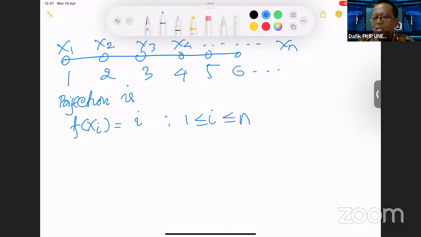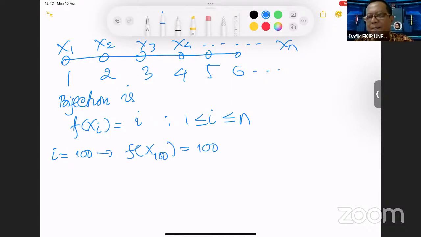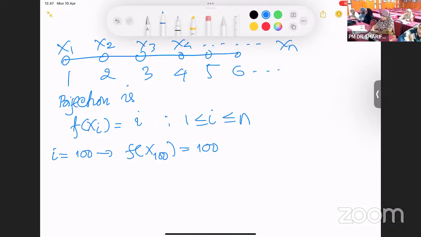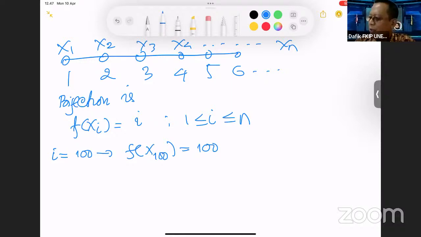What is f? F is a function of a label of vertices. So if i equals 100, then you have x100. What is the label? Of course, 100. Understand? Now, what about this one? 3, 4, 5. Sorry. 5, 7, 9, 11.